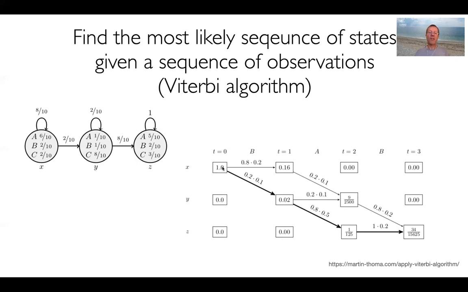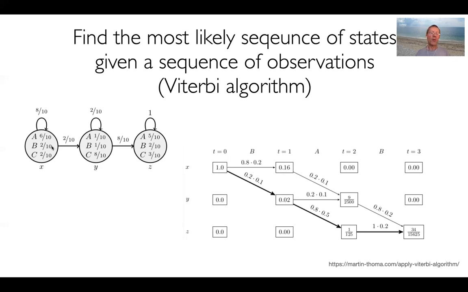So we start in X at time 0. Now we have a choice. We can either stay in X, and the probability to do that is 0.8, and we should generate a B, so the probability for that is 0.2. So the probability to stay in X and generate a B is 0.8 times 0.2, 0.16. So after 1 step, our probability to have generated a B and still be in X is 0.16.